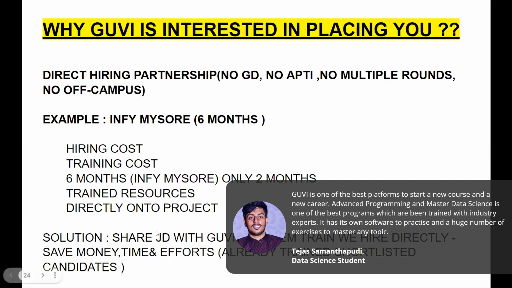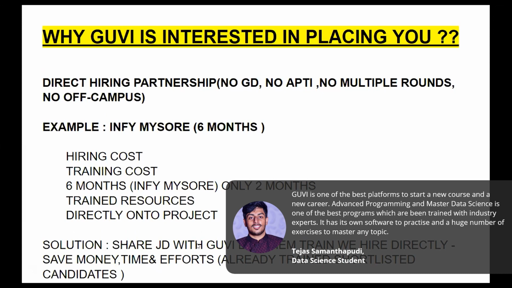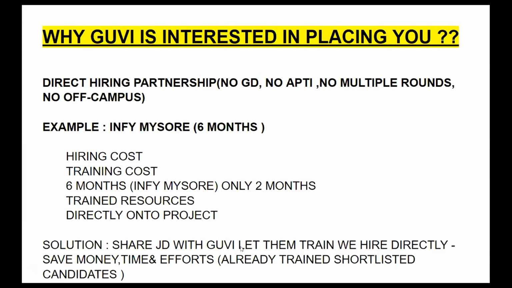I'll explain how things are working here. So companies basically get the JDs from us. If you check the bottom part, you'll understand companies share the job descriptions with us, and we will train you as per the JDs. Our curriculum is designed as per the JDs.